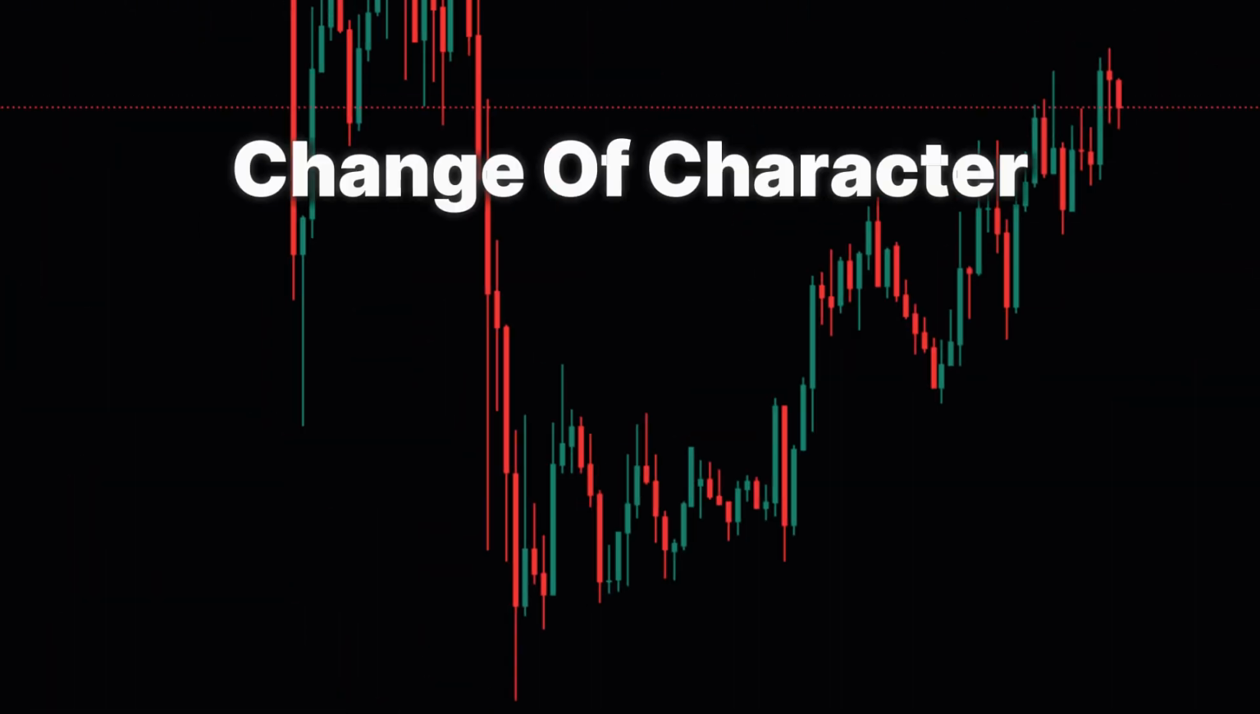Change of character is usually the first sign that market behavior may be changing. For example, if price has been bearish and then suddenly breaks a previous lower high, that can suggest sellers are weakening and buyers may step in.